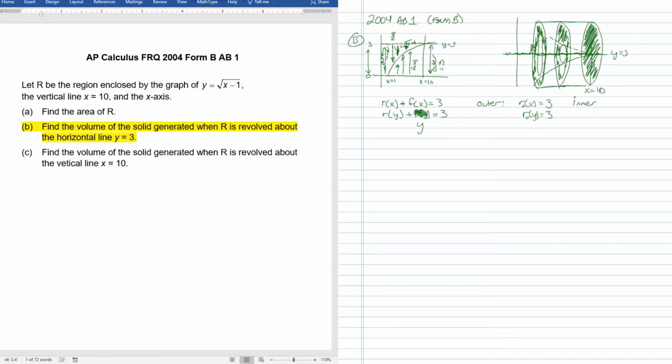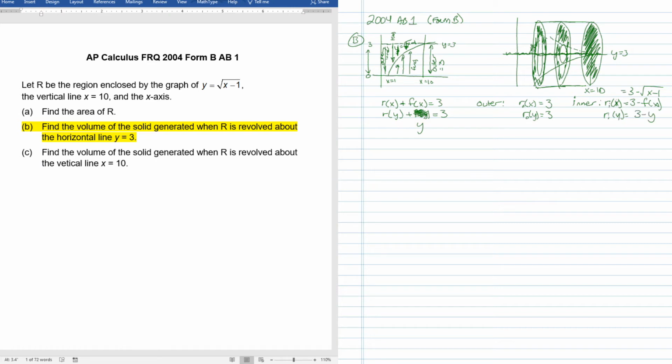My inner radius, r sub i, is going to equal 3 minus f of x, which in this case would be 3 minus the square root of x minus 1. And my inner, that's r of x. And my inner radius based on y will just simply be 3 minus y.